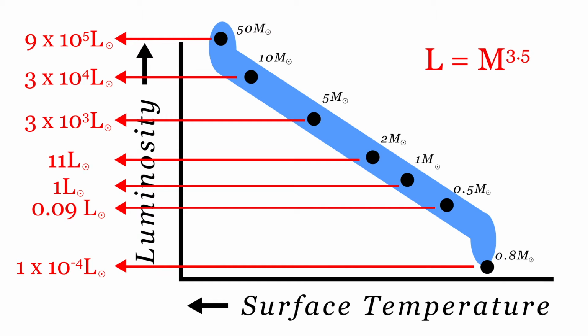Note that this is a rapidly growing function. A 2 solar mass star has a luminosity of over 11 solar luminosities, while a 5 solar mass star has a luminosity of 280 times that of the Sun. So stars have a much greater range of luminosities than masses, ranging from stars with over 1 million solar luminosities down to 1/10,000th of a solar luminosity.